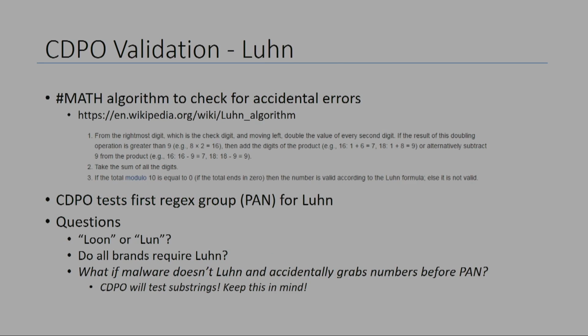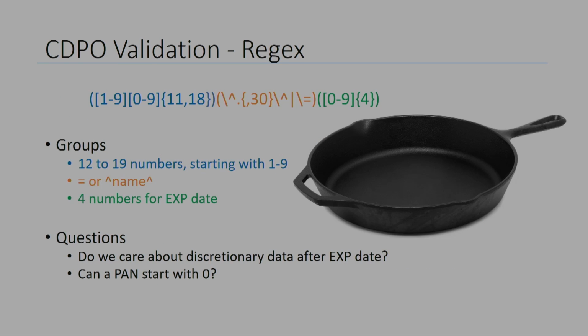We have, again, these green buttons. The blue part is looking for 12 to 19 numbers, starting with 1. I don't think any credit card numbers will start with 0, so we don't want to match on those. We can change that if needed. Then it'll look for the middle section, which is the equal sign or the caret, name, caret. Then it'll look for the next 4 digits, which are going to be the expiration date.